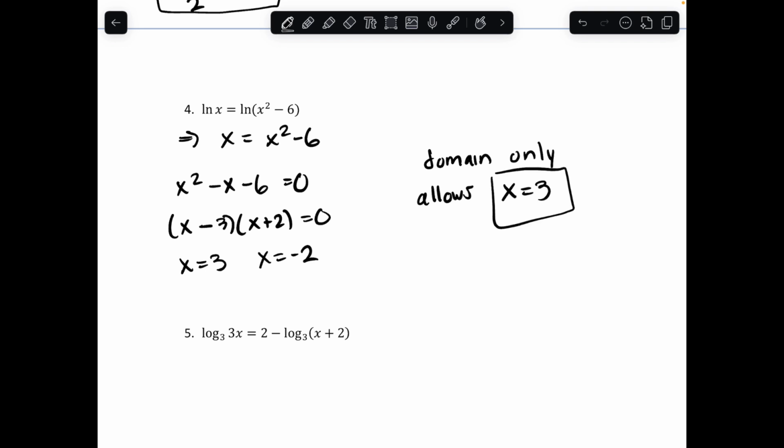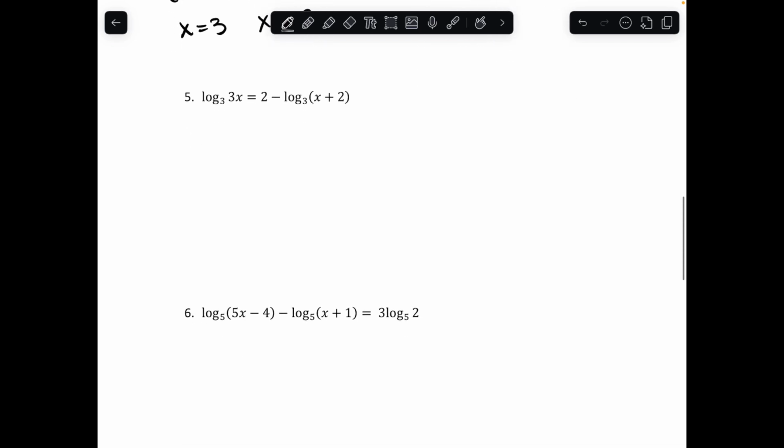And so x equals 3 is our final answer. Let's go ahead and check number 5. Now for number 5, I see that there are multiple logarithms, and it's usually a good idea to condense them into a single log. So let's go ahead and do that.